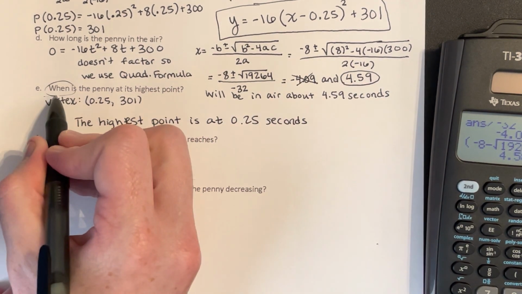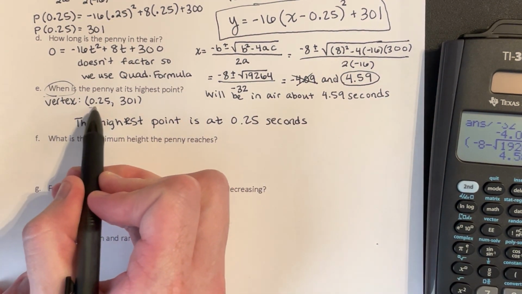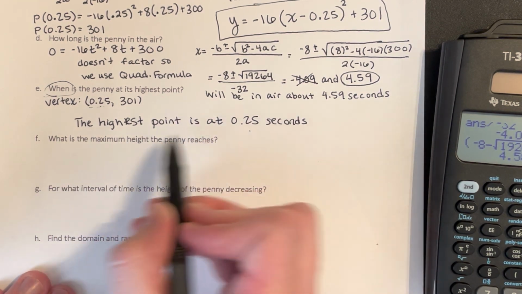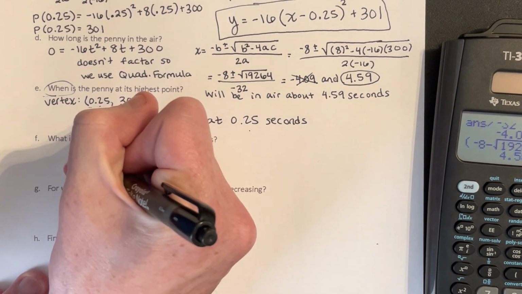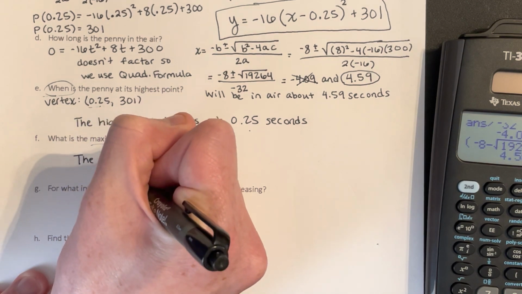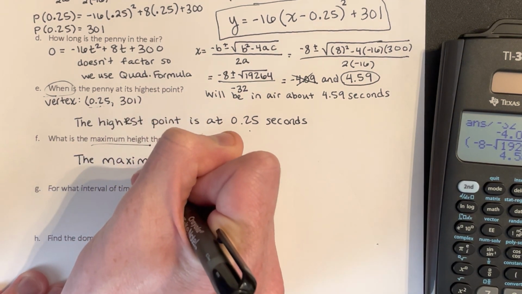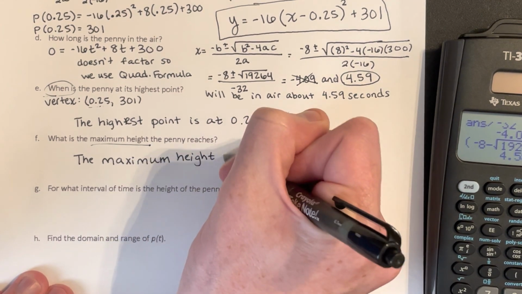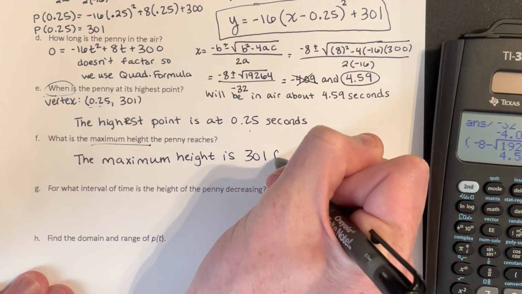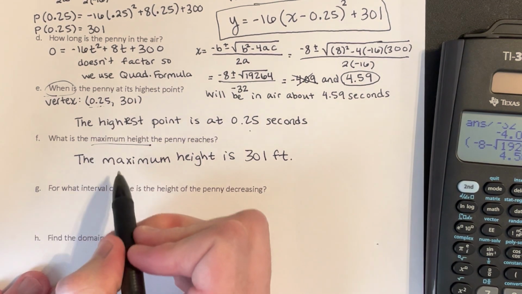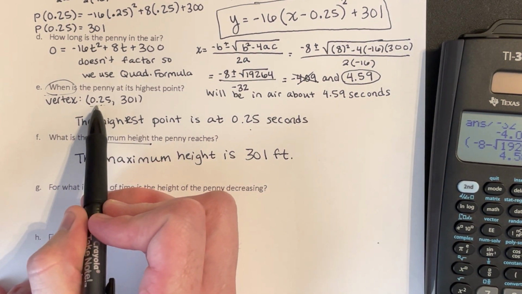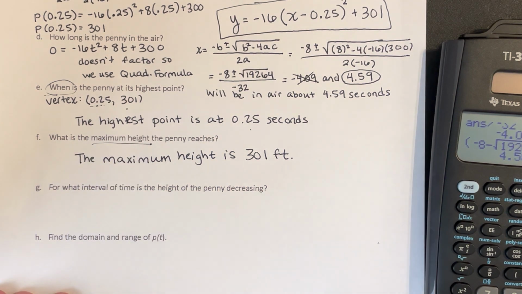It says when. So that keyword when is telling me I'm actually looking for the t, the time. The highest point is going to be at that value. It will reach 301 feet. So the maximum height is 301 feet. So just be careful and know which question you're actually answering, as to, do you want your x value or do you want your y value?